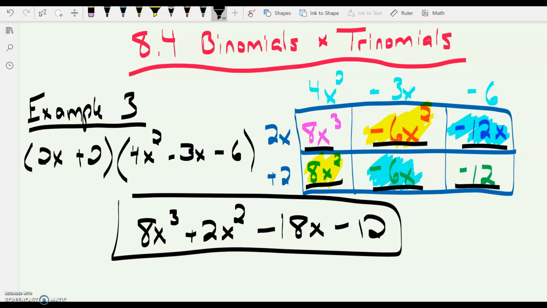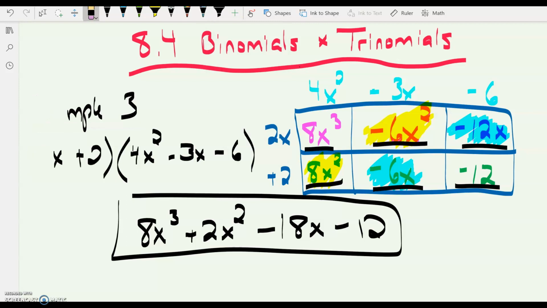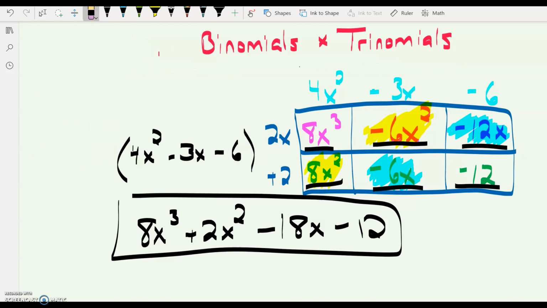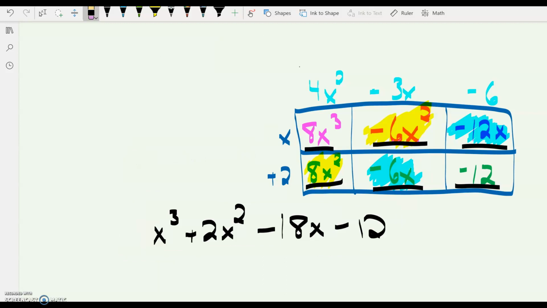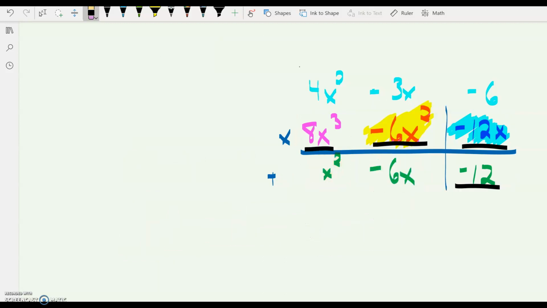And that would be our final answer after multiplying those together. The last problem I want to run through with you real quick is a geometric application. This one is going to incorporate the use of algebra and the area of rectangles in order to find the area of a shaded region.